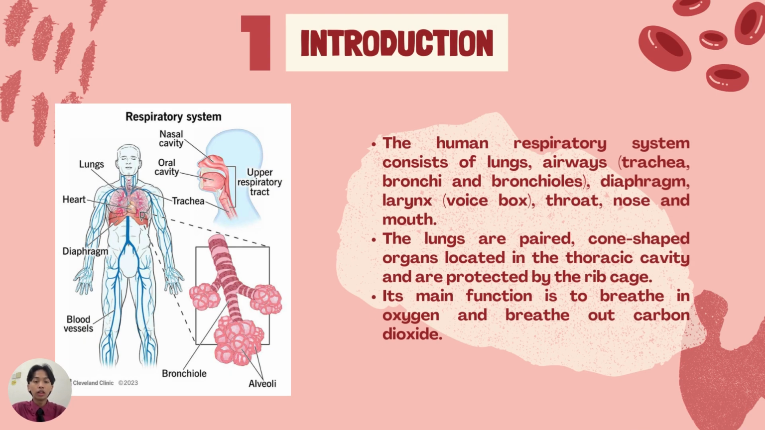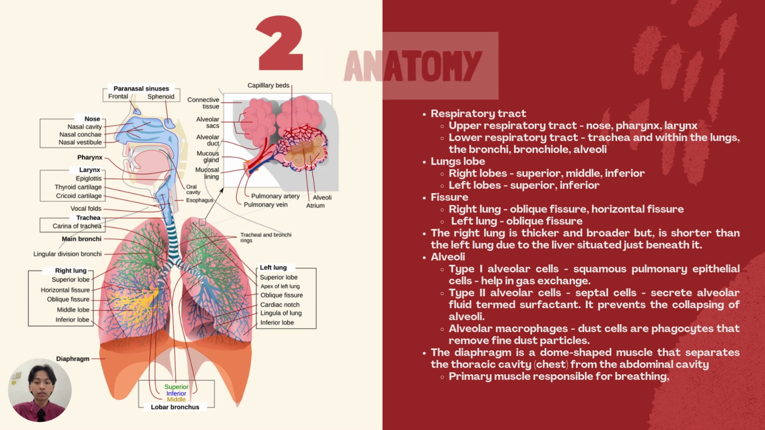So first of all, what is the respiratory system? The human respiratory system consists of our lungs, our airway, which is the trachea, bronchi, and bronchioles, our diaphragm, our larynx, our throat, our nose, and our mouth. The main organ, the lungs, are paired, cone-shaped organs located in the thoracic cavity and protected by the rib cage. The main function of the respiratory system is to breathe in oxygen and breathe out carbon dioxide.